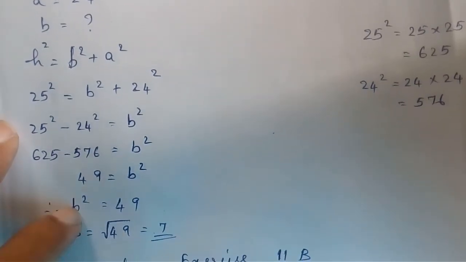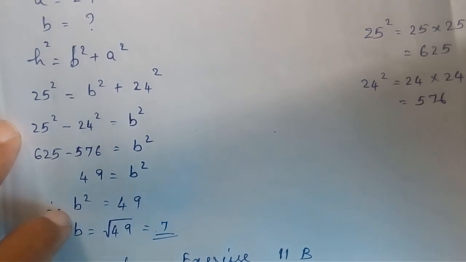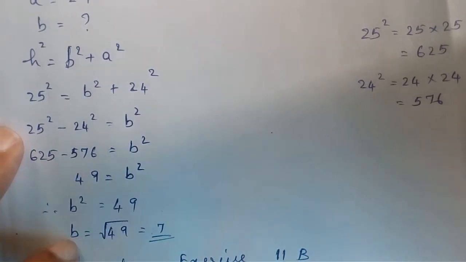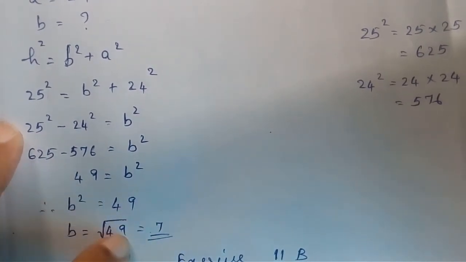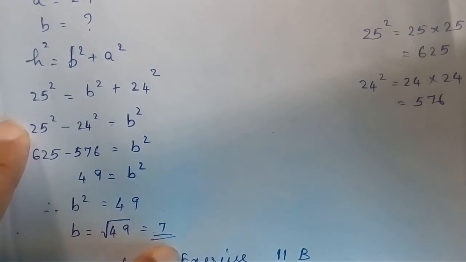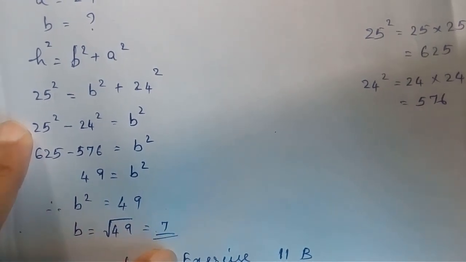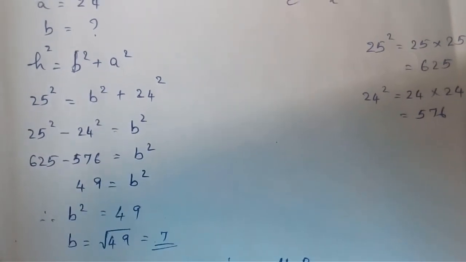Now we want to take a square root on both sides. Root of b square is b. Then root of 49 is 7. Okay. We can see how these things are coming, square and square root.